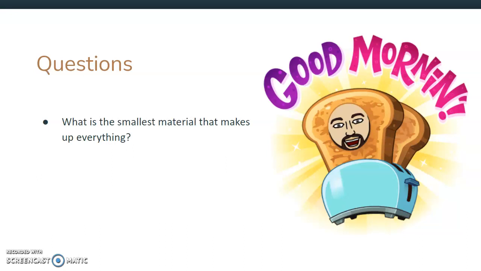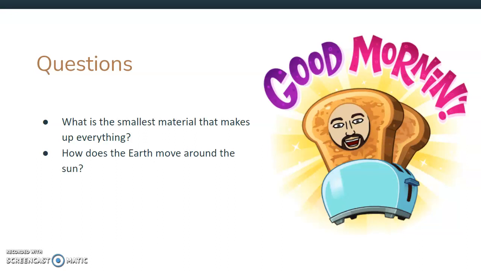So our first question is just to get us to start thinking about maybe what an atom looks like, or trying to get our brains working for the day: what is the smallest material that makes up everything? What have we talked about before that's really small that we know kind of makes everything up? We've learned this year about cells, we've learned about macromolecules, we've learned about proteins and amino acids, for example, but everything that we just said is actually made up of atoms.